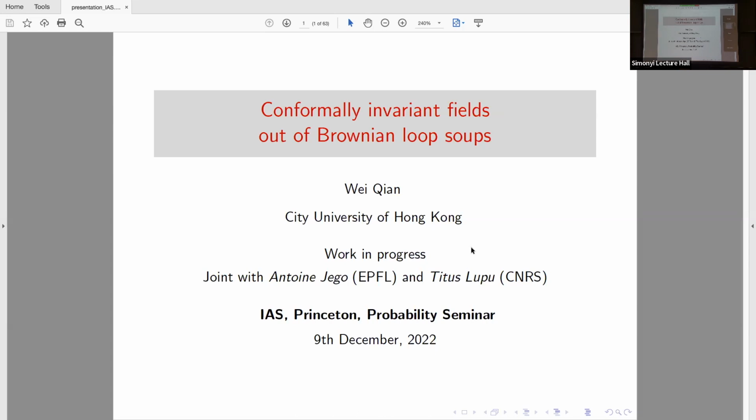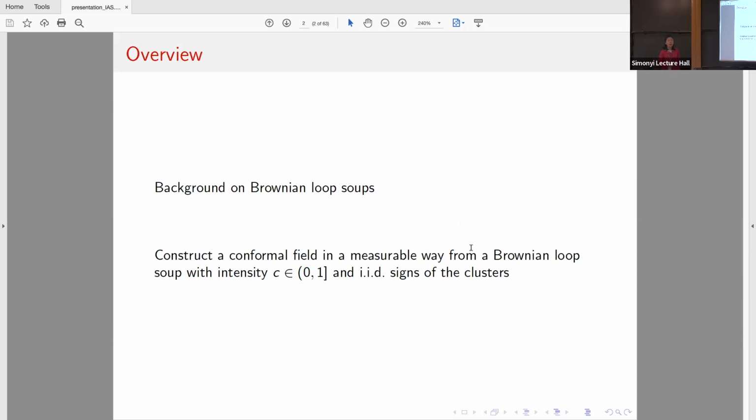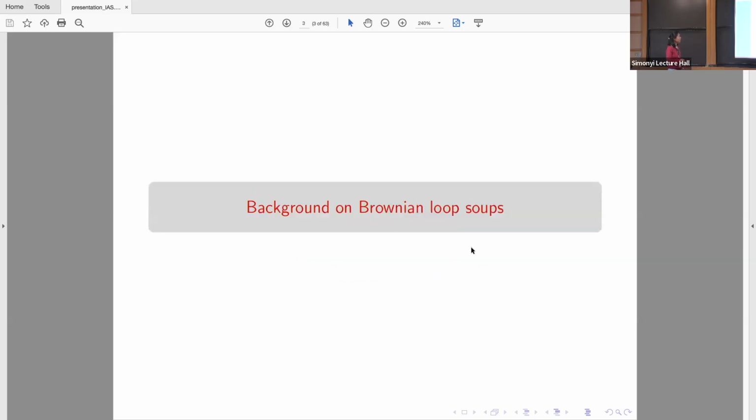Today I'm going to talk about conformally invariant fields out of Brownian loop soups. This is based on works in progress joint with Antoine Gigot from EPFL and Titus Lupu from CNRS. I will first give some background on Brownian loop soup, and then discuss our construction of a conformally invariant field in a measurable way from this loop soup with any subcritical intensity C between 0 and 1, and also i.i.d. signs given to each cluster. So first, the background review.